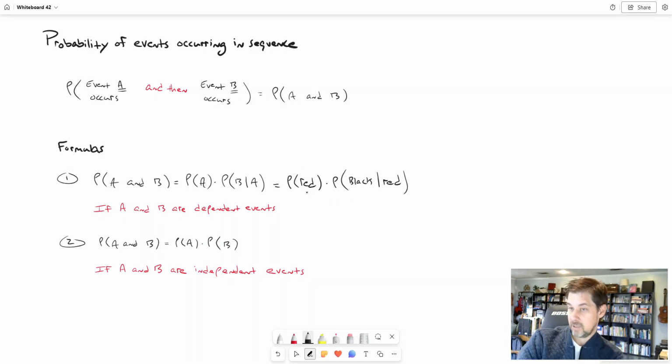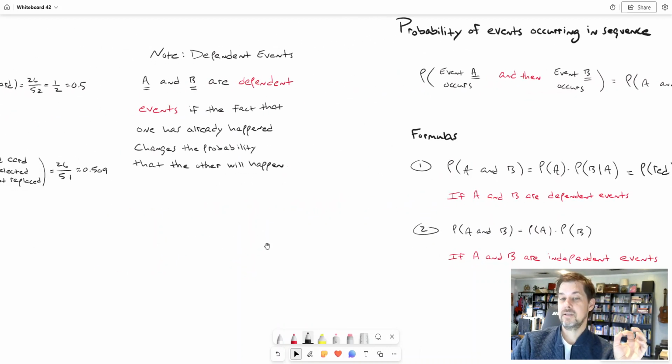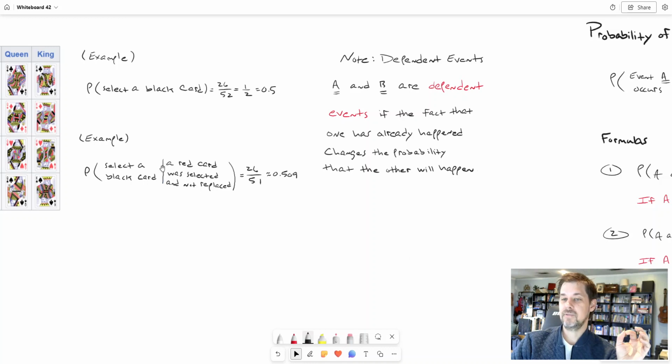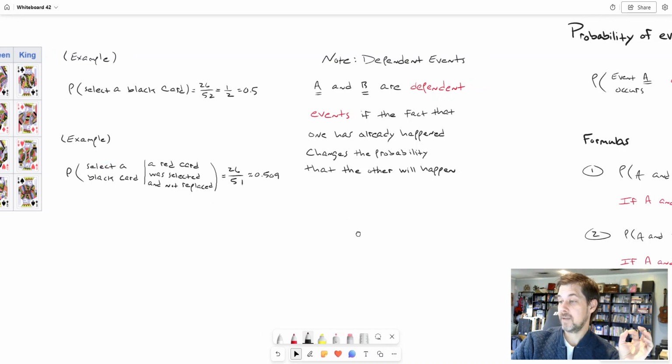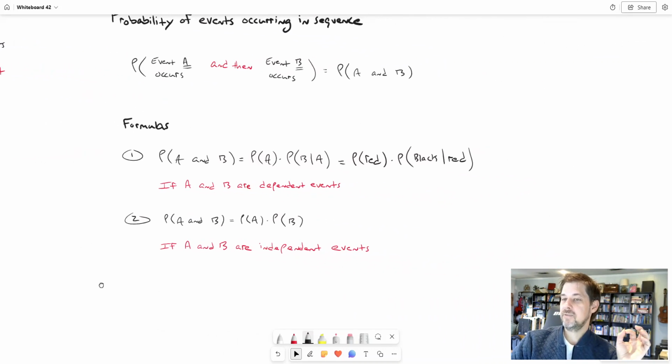So we'll calculate the probability of selecting a red card as it is out of the deck, then multiply that times the probability of selecting a black card given that you already took a red card out and didn't put it back. This vertical bar is called conditional probability, the probability that we select a black card on the condition that we already took a red card out. That's what the notation means when I put this vertical bar there: the probability that this thing happens given that this other thing has already happened. All right, so let's do these one at a time.